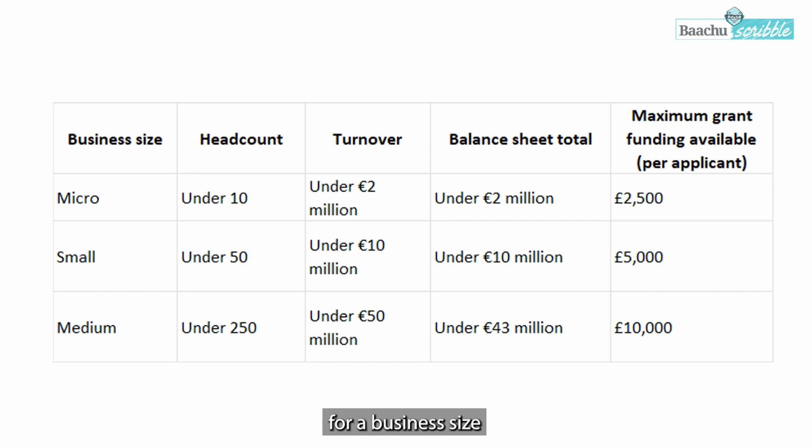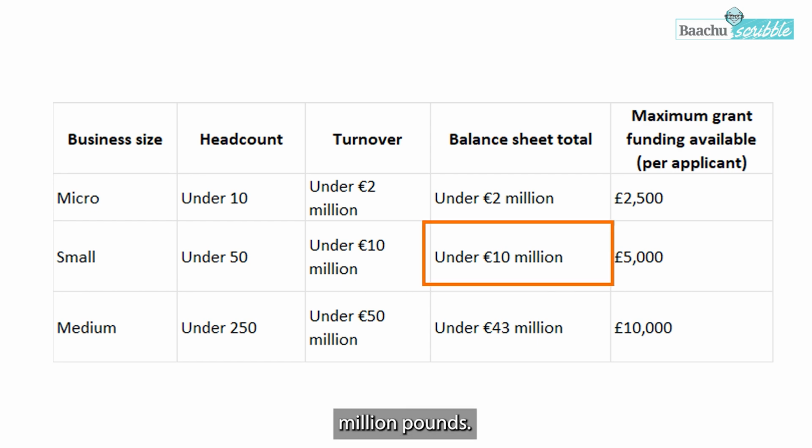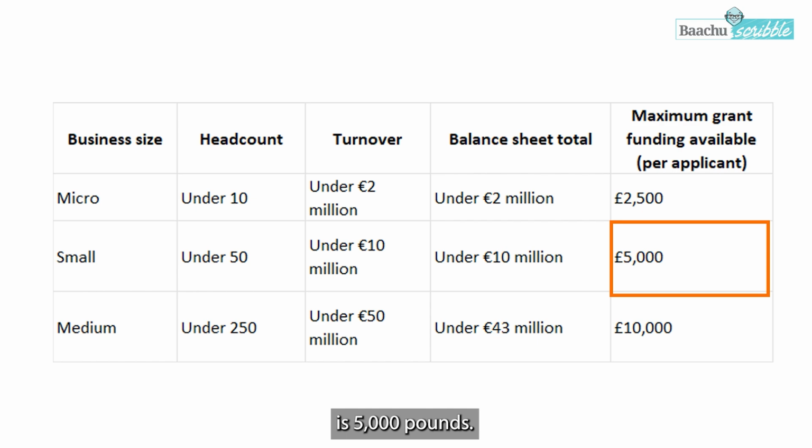For a business size classified as small, the headcount is under 50, the turnover is under £10 million, and the balance sheet total is under £10 million. The maximum grant funding available per applicant is £5,000.